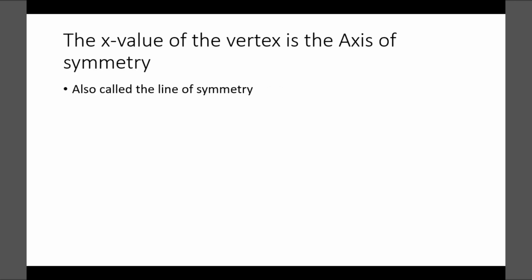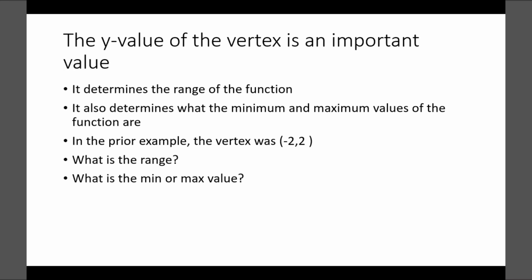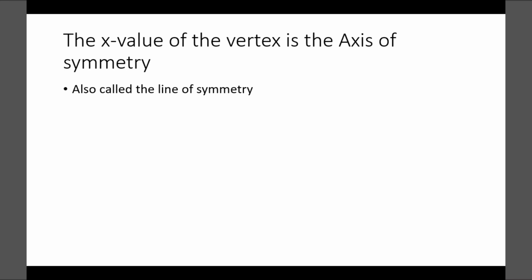Okay, the x value has some importance as well. It allows us to determine the axis of symmetry or the line of symmetry. So since the shape of the graph is a symmetrical U shape, the x value is that fold line that would make the left side of the graph equal to the right side. So if you recall in past lessons, the equation of a vertical line is x equaling some number. So in our previous example that we've been working on, x equals negative 2 that we see in the vertex. So the axis of symmetry or the line of symmetry for this function is going to be the equation x equals negative 2.